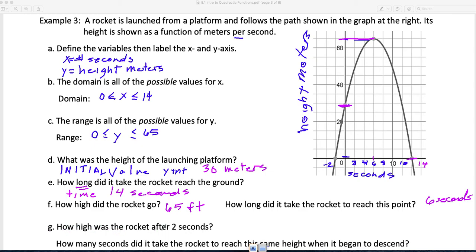How high was the rocket after 2 seconds? Here's 2 seconds. So I'm going to come up here and find the height in meters, and it looks like I'm going to have to guess a little bit. That's 45. It's not quite 50. I'm going to say roughly 48 feet. 48 meters, excuse me.